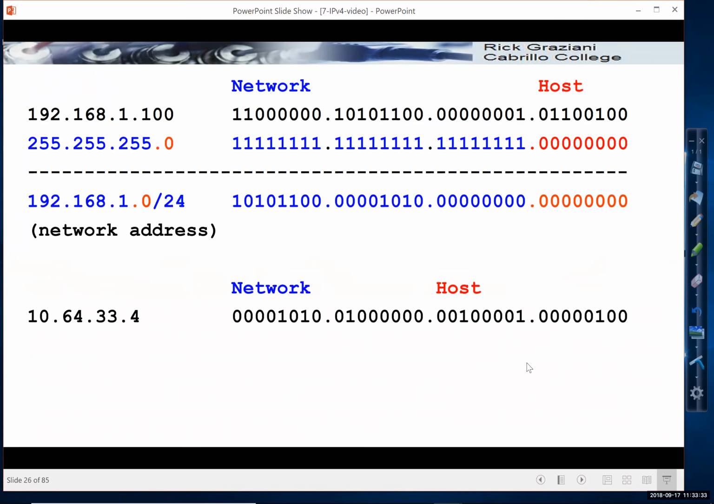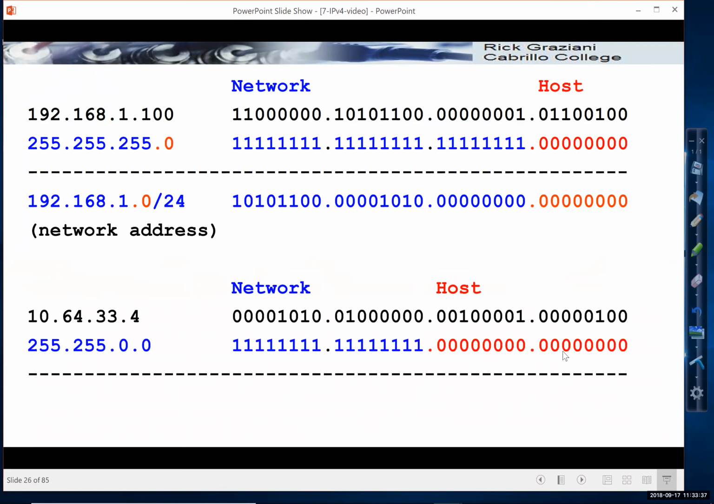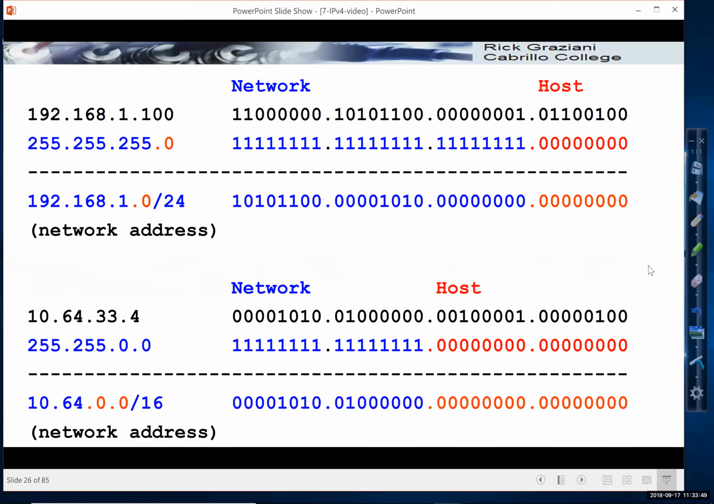Let's do 10.64.33.4. With this subnet mask, what do you think is the network address? Well, let's take a look. So our network address, very simple. We found where the 1s end and the 0s begin. We copied these to here, because our host is going to have the same network bits as our network address.